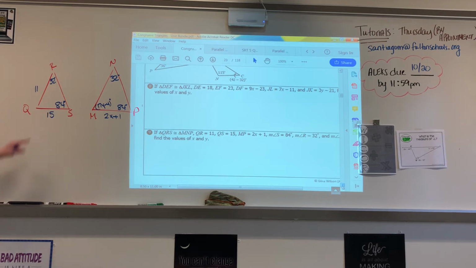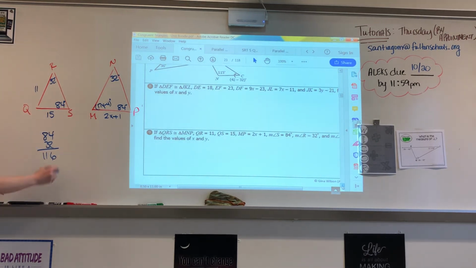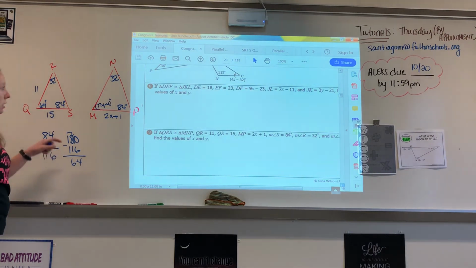For this triangle, I'm not given angle Q, but I can find it. I add these two angles together, 84 and 32, and I get 116. Subtract from 180, because in every triangle the angles add up to 180, and we get 64 degrees. The triangle sum theorem is very handy: when I'm given two angles, I can find the third. So now I can solve.